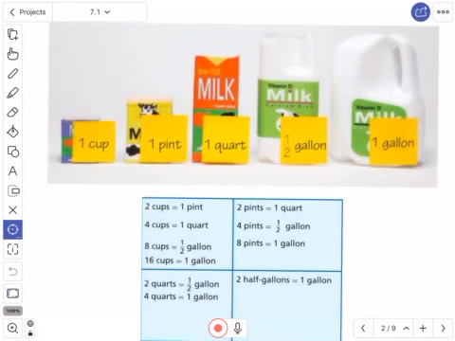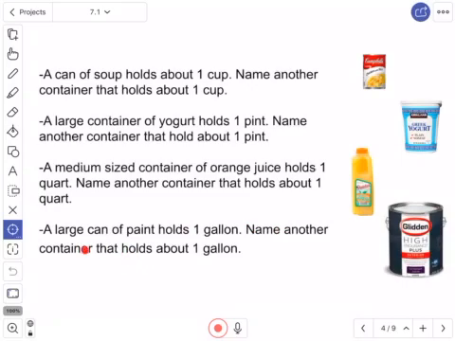If you remember, the half-gallons look like this. And usually half-gallons don't come in plastic containers. They come in more of the paper, waxy paper kind of containers. And a large can of paint holds 1 gallon. Name another container that holds about 1 gallon. So I've already mentioned a few different things. If you like apple cider, I always know, in the fall, you can always see those. You can even see them now too. But yeah, so just some different kinds of containers to think about.